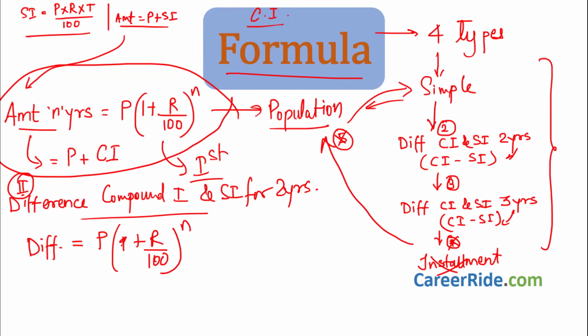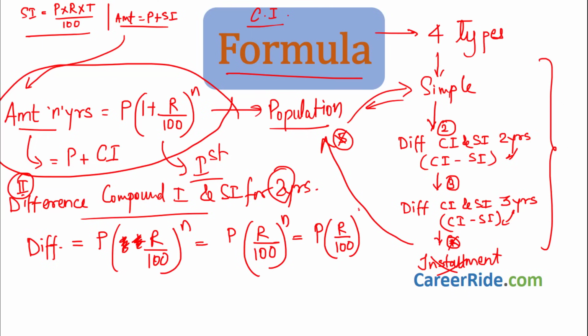Now just remove this 1, just remove this plus sign. What do we get? P into R upon 100 raised to n. For how many years is it given? 2 years. So instead of n, we'll write 2. R upon 100 square. This is the formula. See how easy it was.